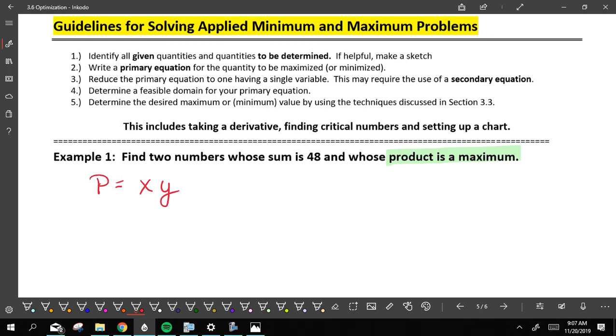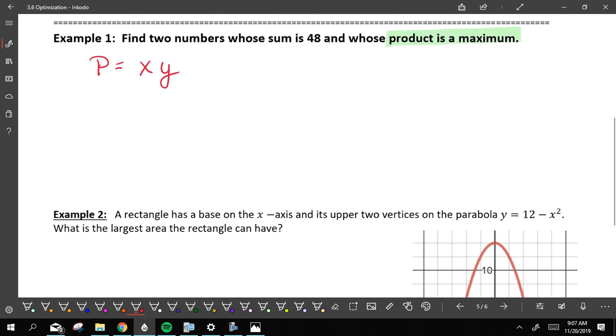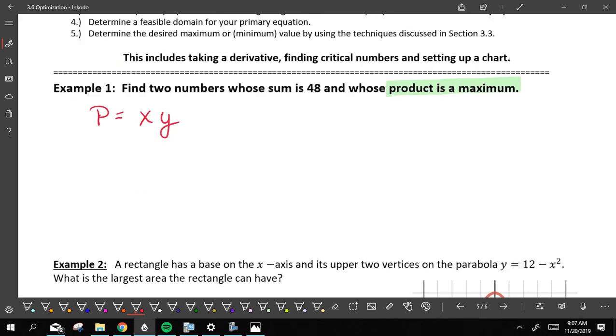The problem with that is this is what we're trying to maximize, product. But I have two letters going on here. I have X and Y, and I've got this equation product. I can't maximize that yet because there's just too many variables going on. And so they better have told me something else because I want to rewrite this equation to just have one letter instead of two. And they did. They told me two numbers whose sum is 48. So how could I write that in equation? X plus Y equals 48.